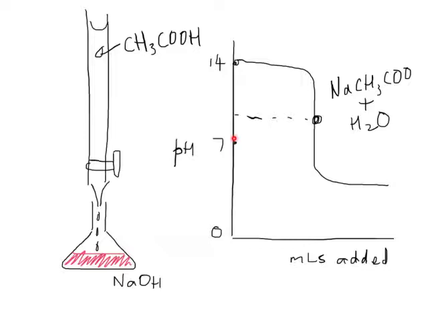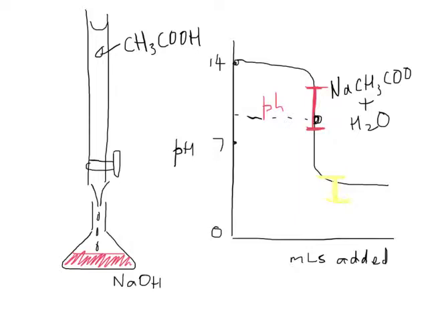Now, we chose phenolphthalein as the indicator because it changes colour between about 8 and 10. That's when the phenolphthalein will change colour. If we chose methyl orange, we would find that it changes colour sort of between 5 and 3. So that's going to be changing colour way down here.